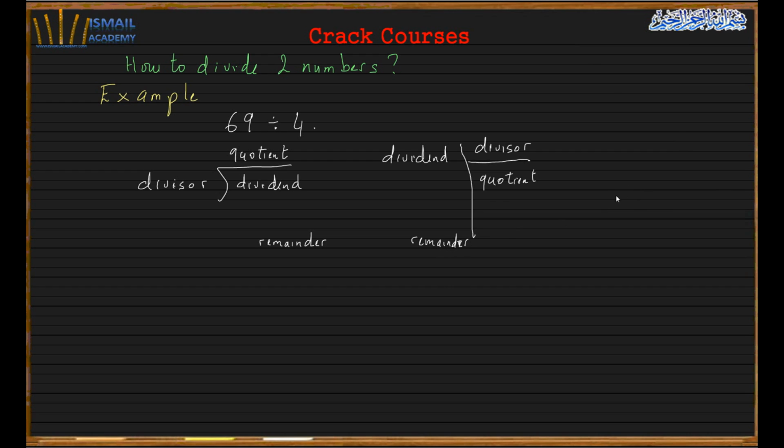Or you can use the multiplication form. So what do we have? We have the dividend here, we have the divisor here, up here we have the quotient, so the quotient times divisor will give me dividend, and down here we'll have the remainder.